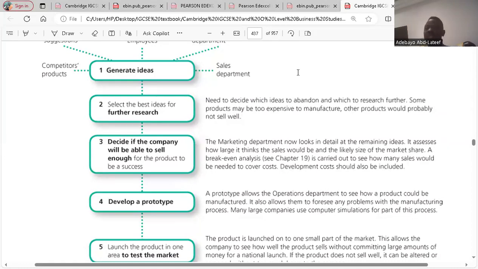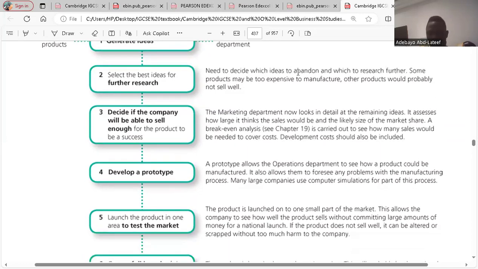Whichever way, whatever information they gather in the course of generating ideas might be very useful. Here they need to decide which idea to abandon and which to research further. Some products may be too expensive to manufacture. Other products would probably not sell well. So when you're selecting ideas, it's just about the ideas to take in and the ones to let go. That is about selecting the best idea.